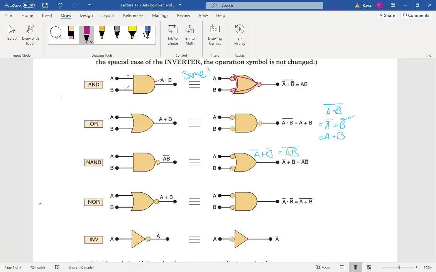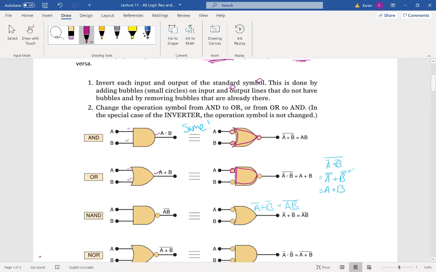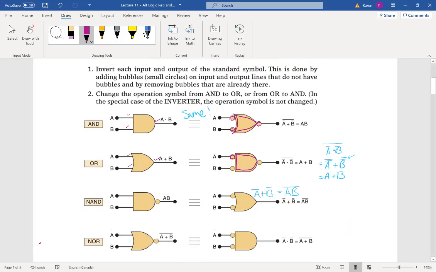Let's say on your final exam, you've got an OR gate, and I'm asking for the alternate logic representation of an OR gate. First, change the shape. It used to be an OR shape, so change it to an AND shape. These are not inverted inputs and outputs, and yes, I want to invert the inputs and outputs. So you do two steps. First, you change the shape, and then you turn any non-inverted to inverted and vice versa. And that's all there is to it.